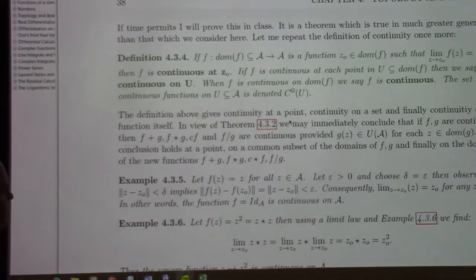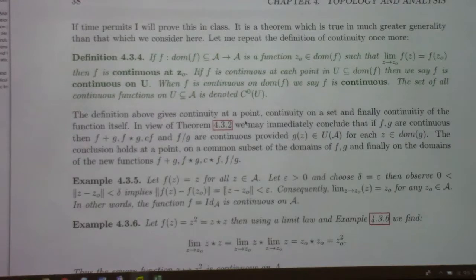Let's see here. Finally, continuity. I defined continuity at a point in the definition I wrote on the board. What would we mean by continuity on a set? What would that mean? Continuity of a function on a set means that it's continuous at each point in the set. That's all. Yeah? And we also have a notation, C upper 0 of U, that's the set of continuous functions on U. All right.